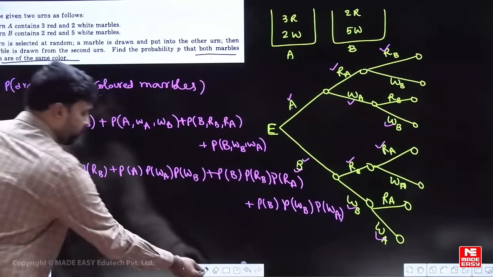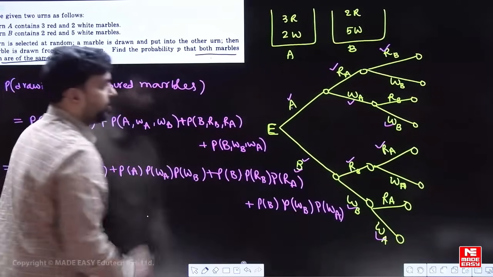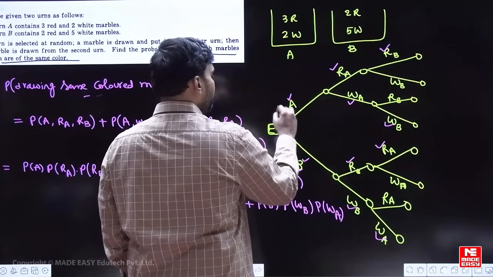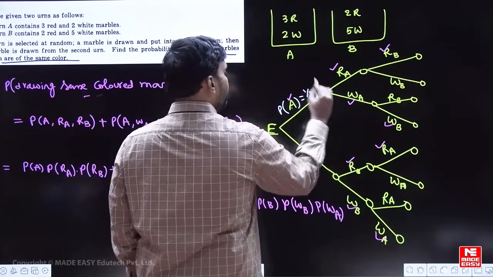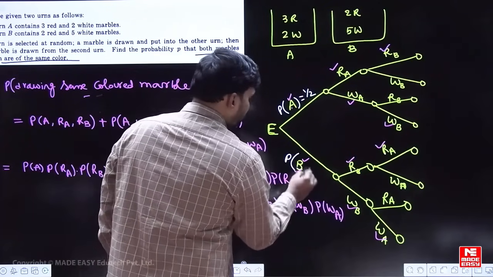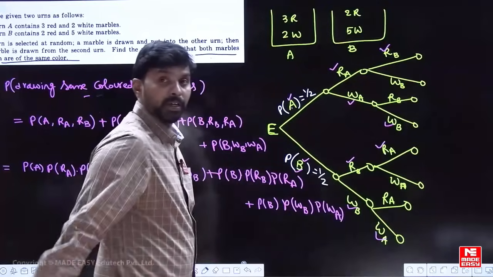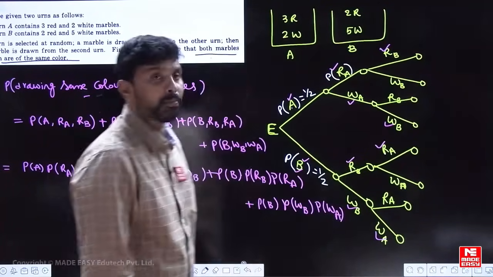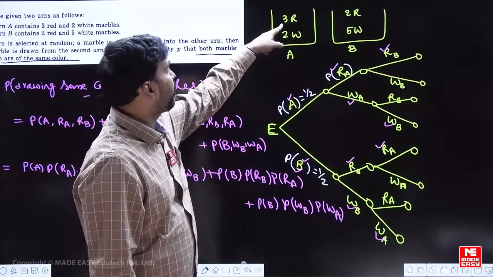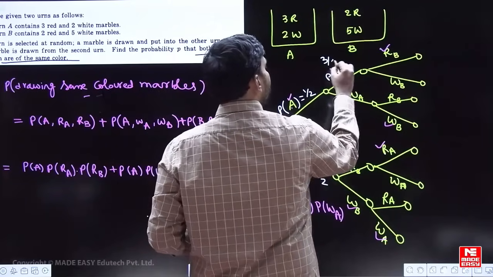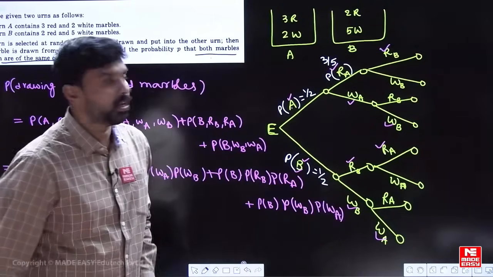Now these probabilities, let's find out easily and directly. What is the probability of this one? The probability of A is 1 by 2, because there are only 2 urns, so you have to choose one of them. The probability of B is also 1 by 2. Now coming to the probability of drawing a red marble from A. The favorable red marbles are 3 out of 5. So this probability is 3 by 5. This probability is 3 by 5.